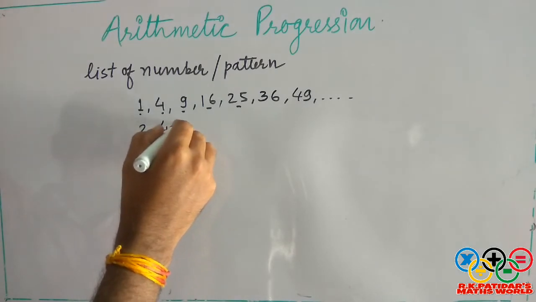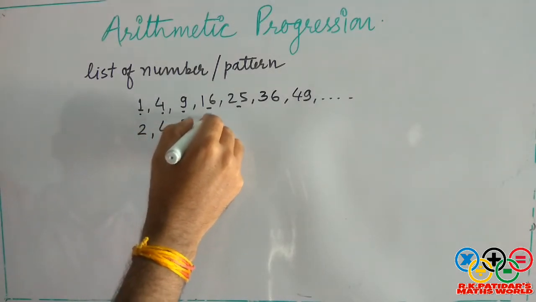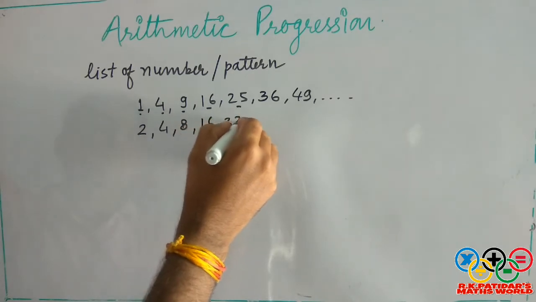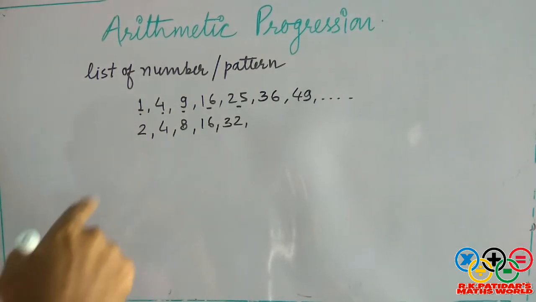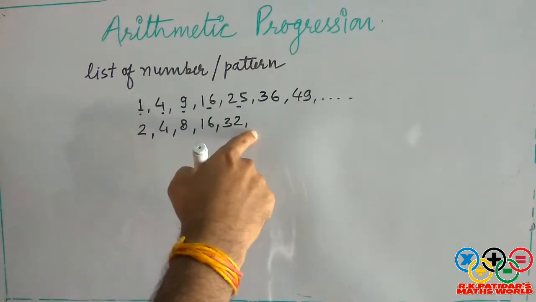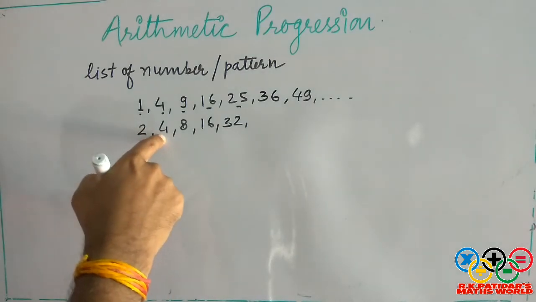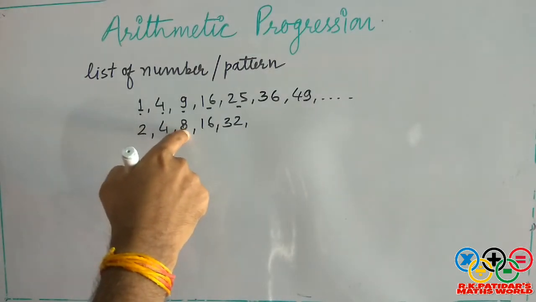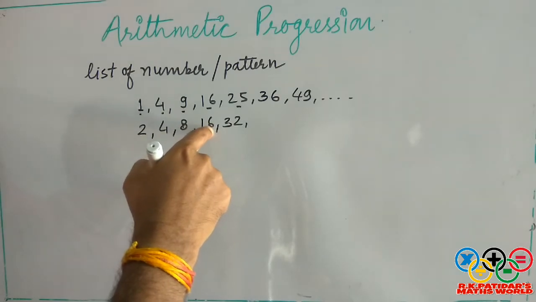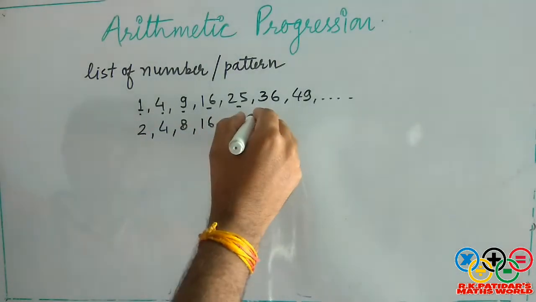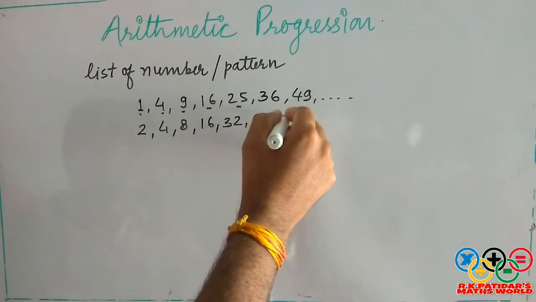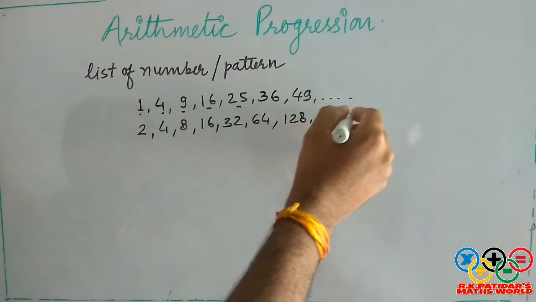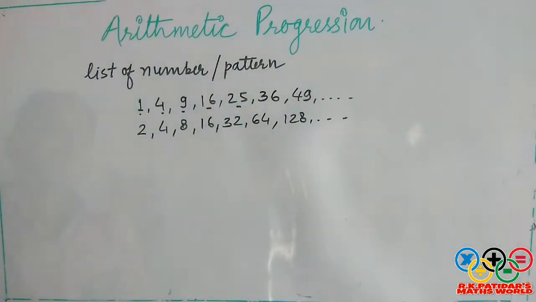Next, if we consider the next pattern, that is 2, 4, 8, 16, 32, and we have to find the next terms, first of all we observe the pattern: double of 2 is 4, double of 4 is 8, double of 8 is 16, and double of 16 is 32. So double of 32 is 64, which will be the next term, and double of this will be the next term, 128, and so on.